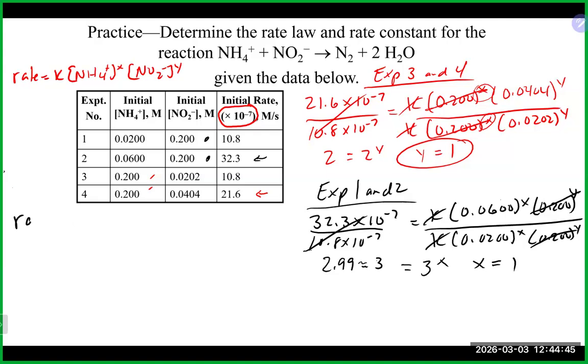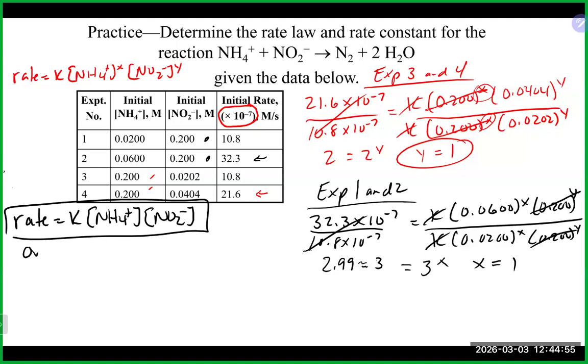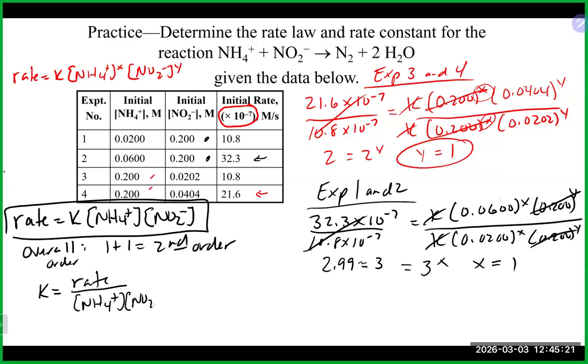So it is going to be first order for both reactants. So our completed rate law will look something like this. The rate is equal to K NH4 plus and NO2 minus. That will give us an overall reaction order of 1 plus 1, which is second order. And at this point, once we have calculated our orders, we can calculate our rate constant. We're going to get that by rearranging. So our rate here divided by our NH4 plus and our NO2 minus.